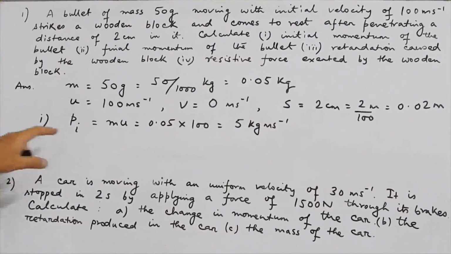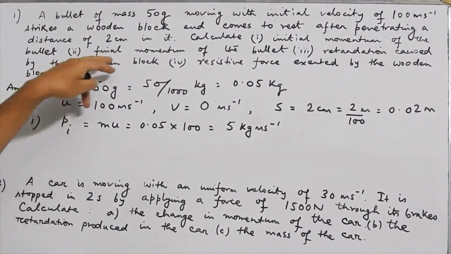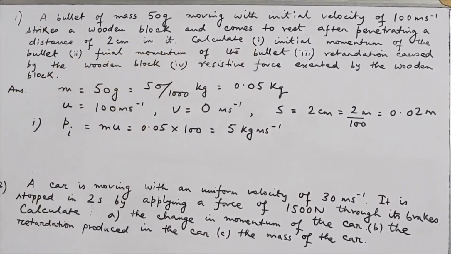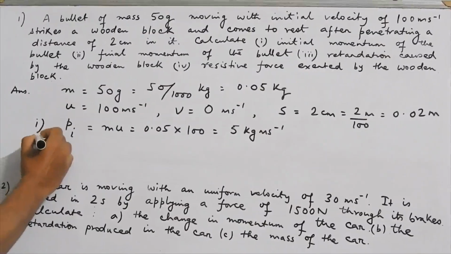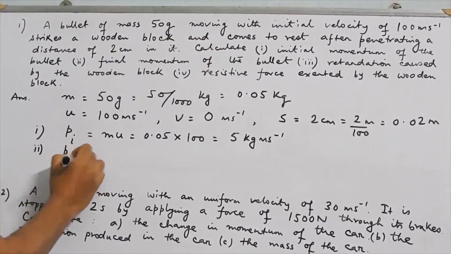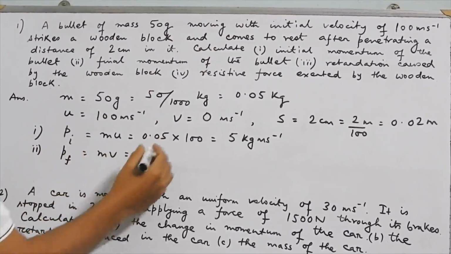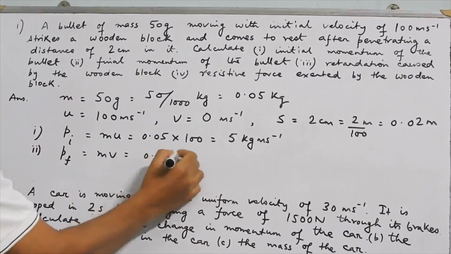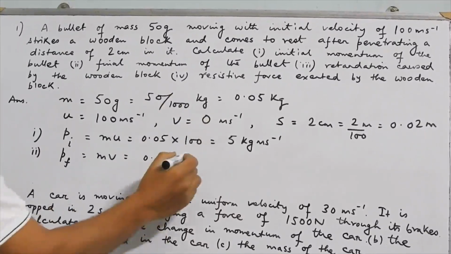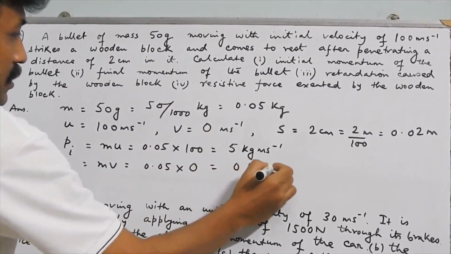So we have got the initial momentum. Now you have to calculate the final momentum. Obviously the final momentum is 0 because the body has come to rest. So the final momentum Pf is mass into final velocity, which is obviously 0.05 into final velocity 0, so that is 0 kg meter per second.